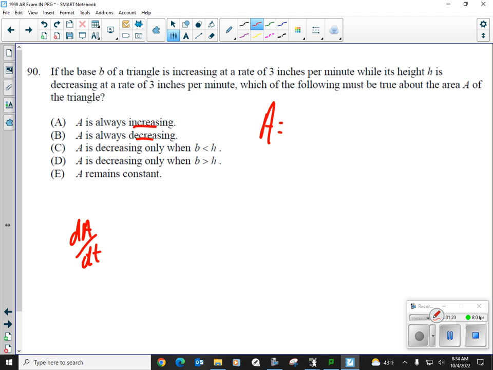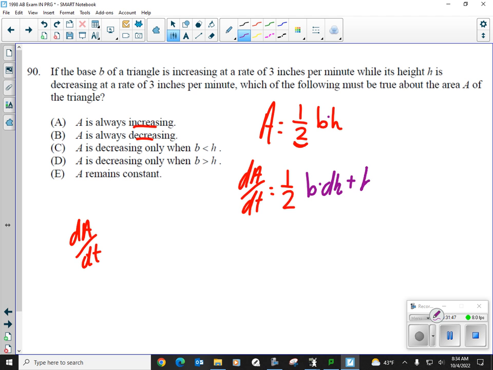The area of a triangle, okay, it's 1/2 base times height, all right? So dA with respect to time, I'm going to leave this constant out, 1/2. Product rule, kids. First times the derivative of the second plus the second times the derivative of the first. This is a related rates problem. Every time we take the derivative of a variable, the derivative of h is 1, we've got to put dh. When we take the derivative of b, it's still 1, but it's db. All right?